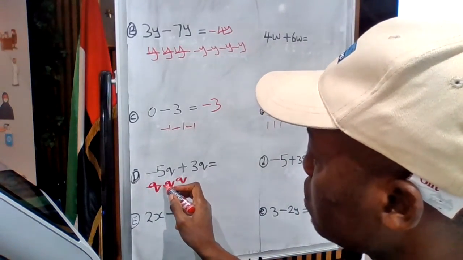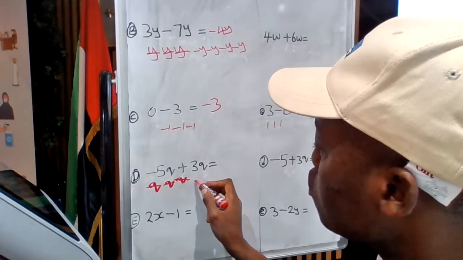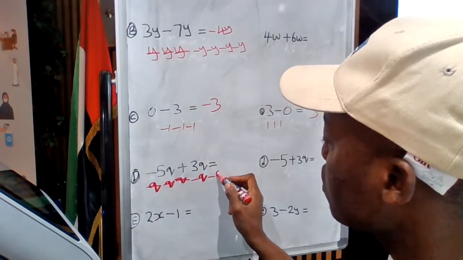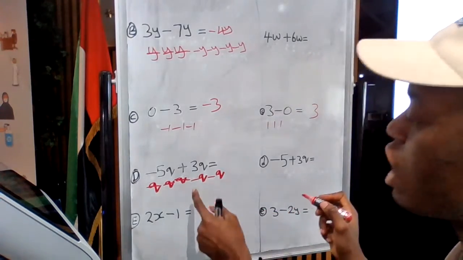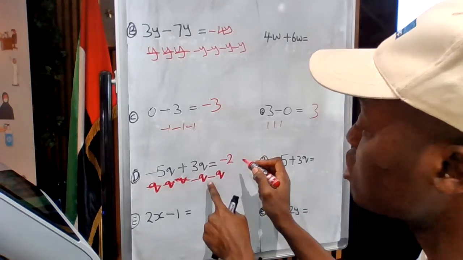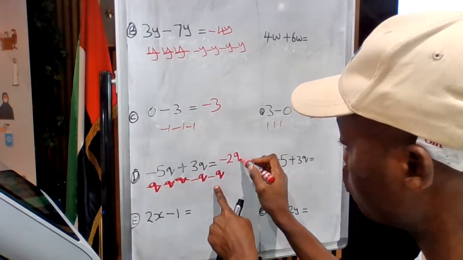Take away 1q, take away 2q, take away 3q, take away 4q, take away 5q. How many q did you see? We have seen 2q, but it is minus 2q.